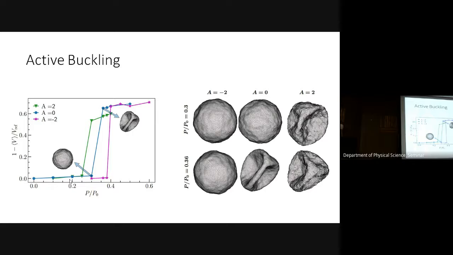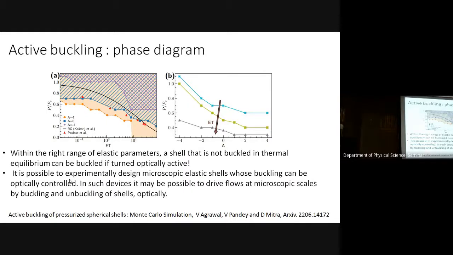Is that clear? Maybe I'm going too fast, but I really have no time. So from this, I can draw a phase diagram. I can plot pressure on one axis and the elastothermal number on the other.